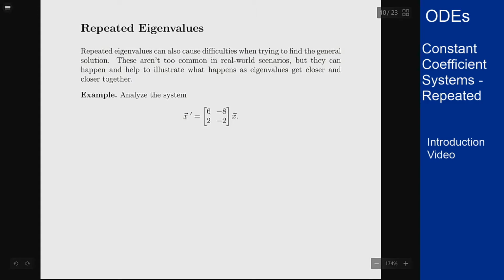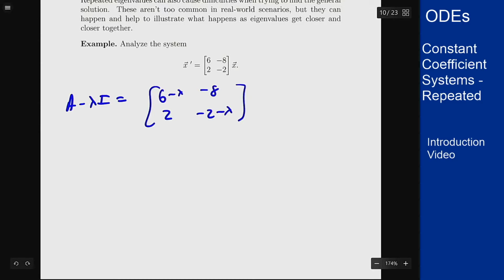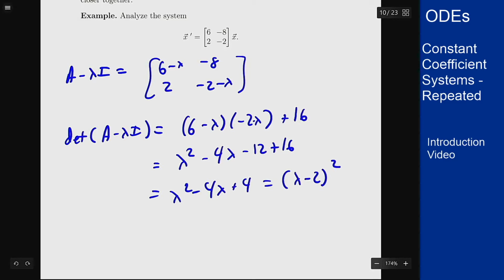6, 8, 2, minus 2. Let's try to find the eigenvalues, eigenvectors of this system. So for this matrix, we have that A minus lambda I is the matrix 6 minus lambda, minus 8, 2, minus 2 minus lambda. We can then find that determinant, and I get (6 minus lambda)(minus 2 minus lambda) plus 16. This I will get lambda squared minus 4 lambda minus 12 plus 16, lambda squared minus 4 lambda plus 4, and that factors as (lambda minus 2) squared. Here we have a double eigenvalue at 2.